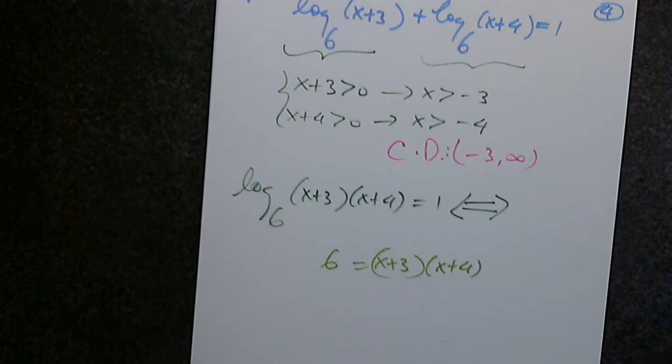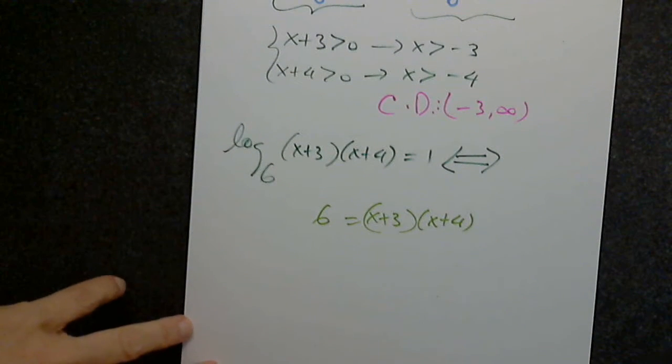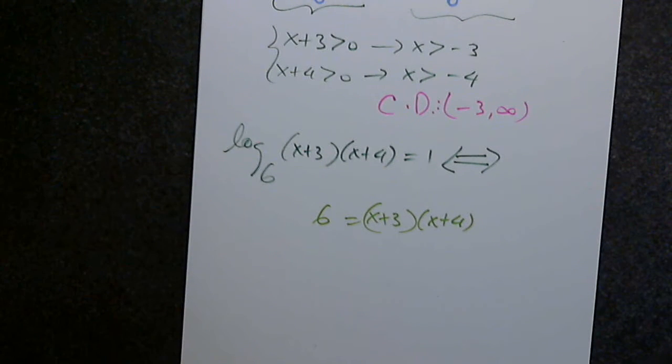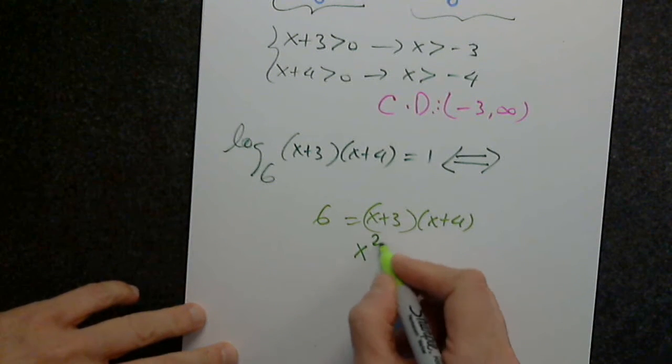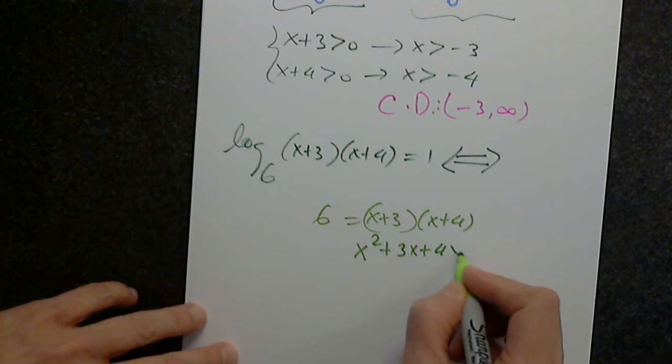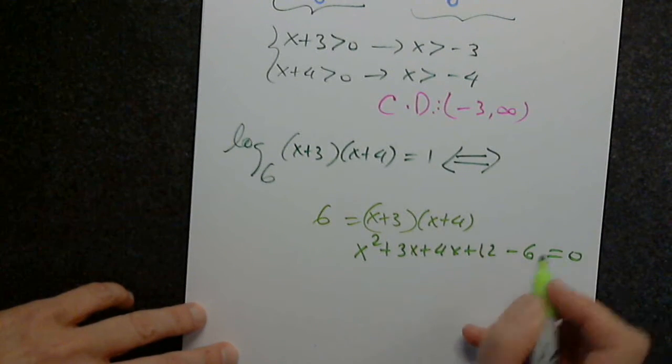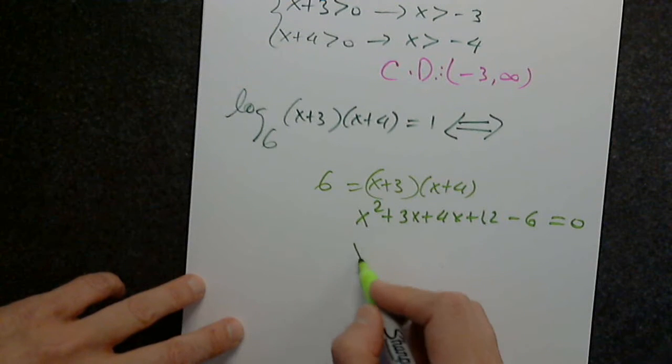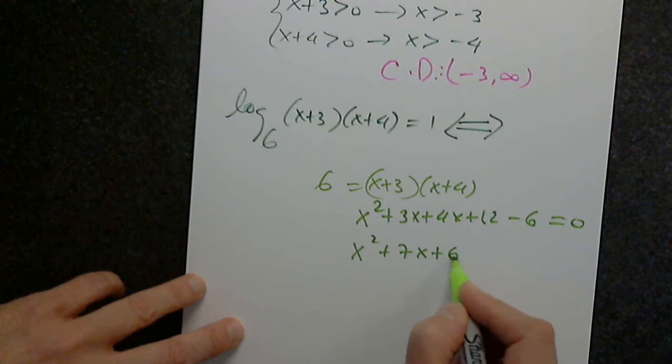This is again from our very, very long time ago. What do I do? What is it called? Distribute. FOIL. Very good. X squared plus 3x plus 4x plus 12 minus 6 equals 0. It's quadratic. X squared plus 7x plus 6 equals 0.